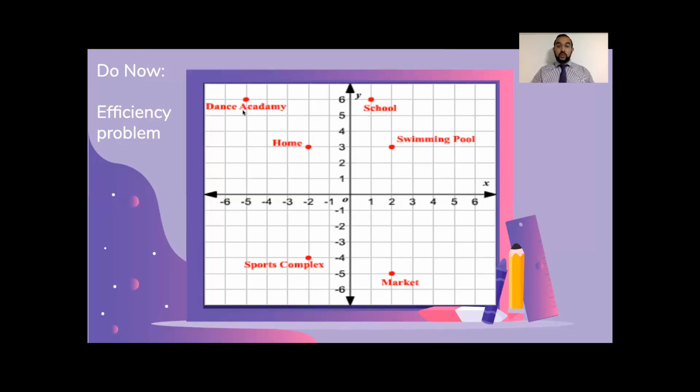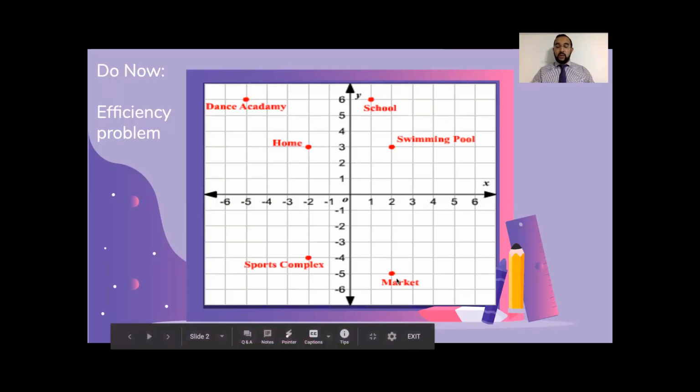So the way you would do it is you count the boxes. So there are 1, 2, 3, 4, 5, 6 boxes between dance academy and home. Remember, you cannot go diagonally right now. Now you would have to find the distance from home to sports complex, from sports complex to the market, and so on and so forth.